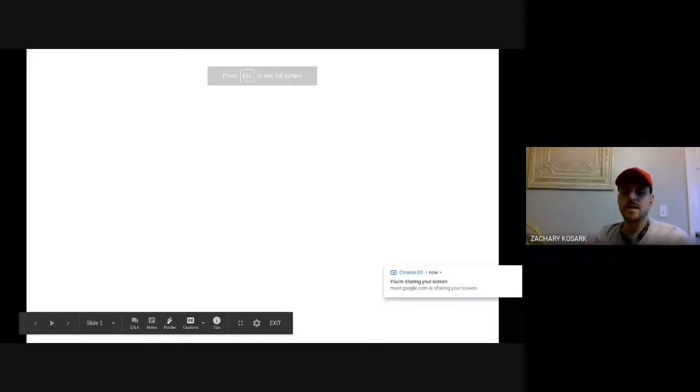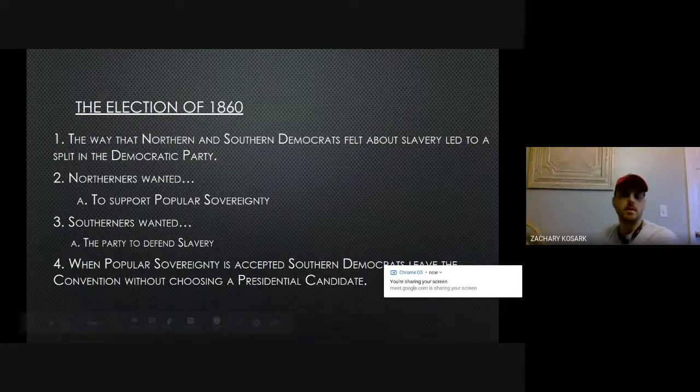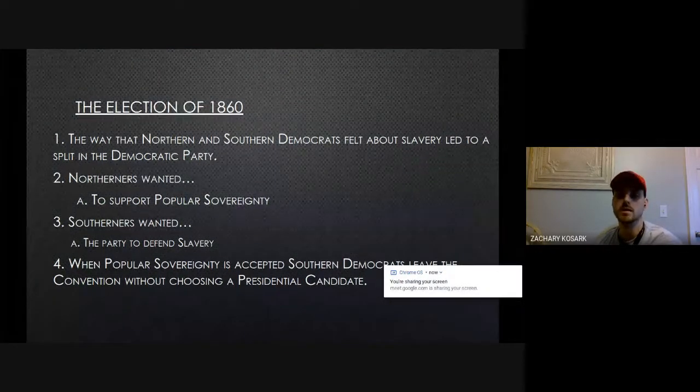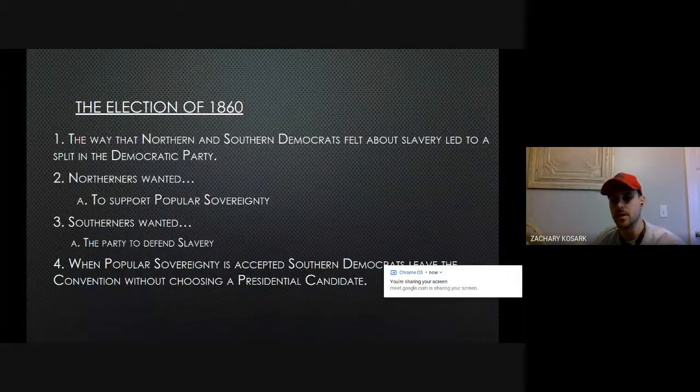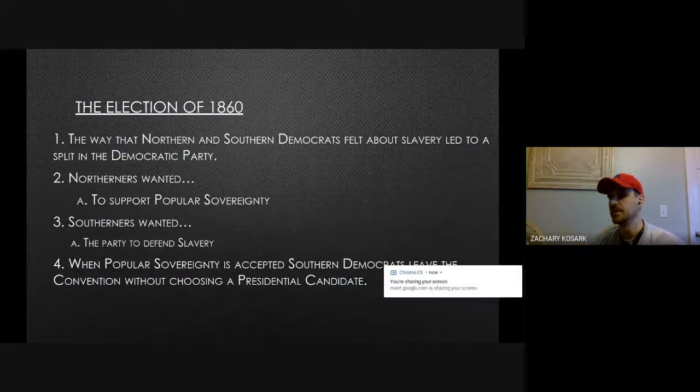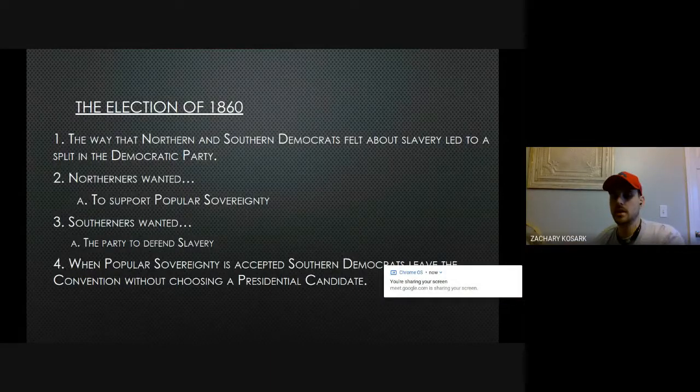So in lesson 2, we talked about the election of 1856, which caused a lot of division and a lot of separation. The election of 1860 is basically the exact same situation. You have this overwhelming sense of division, not only between the Democrats and Republicans, but within the Democratic Party and within other parties throughout the country.